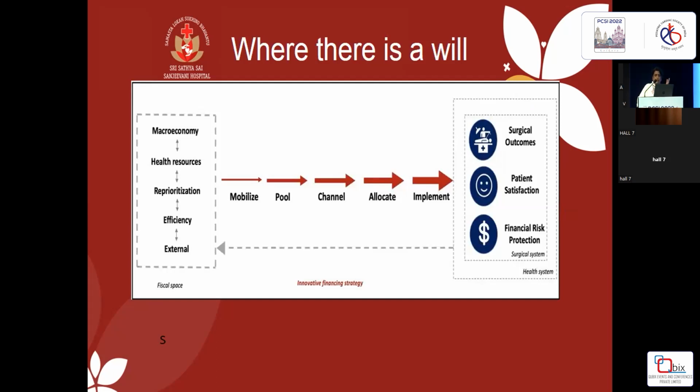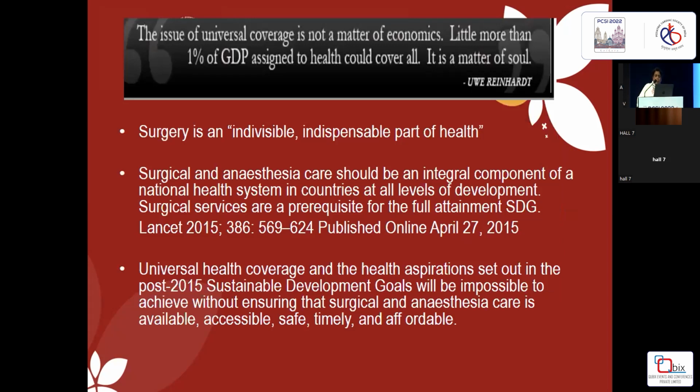So if there is a will, we can increase the fiscal space, do innovative financing, and improve our surgical results. And if we really want to achieve the WHO goal of universal care for everybody by 2030, then we will have to ensure that surgery is also catered to.